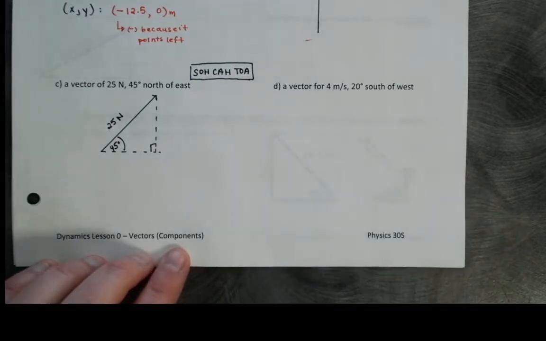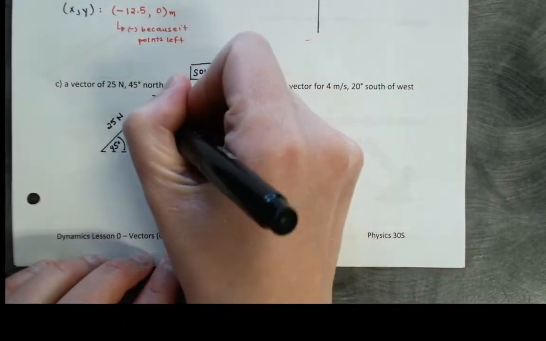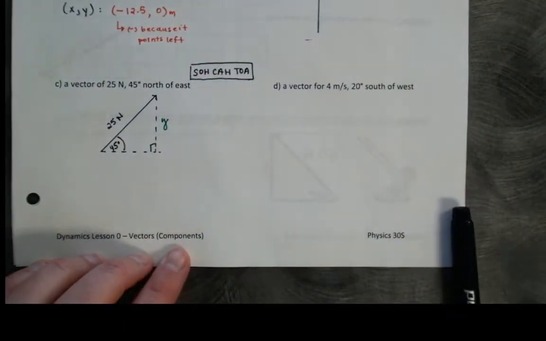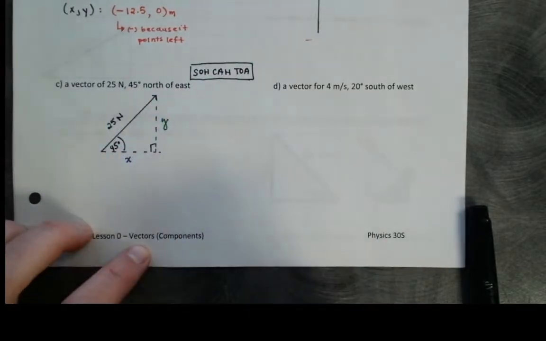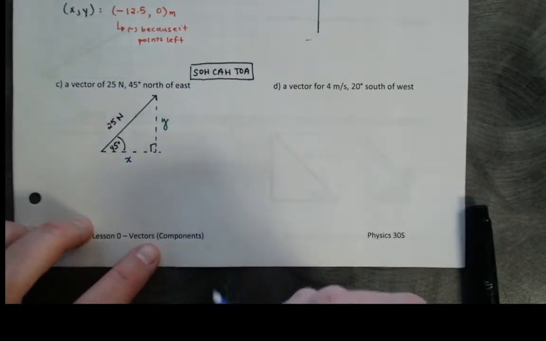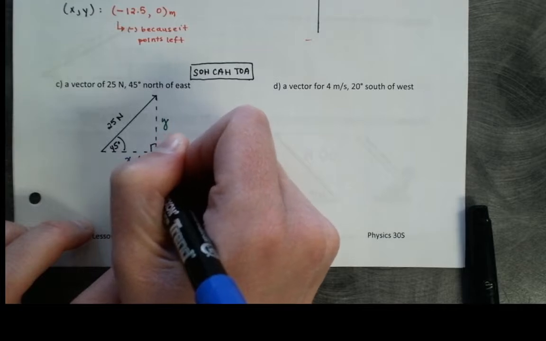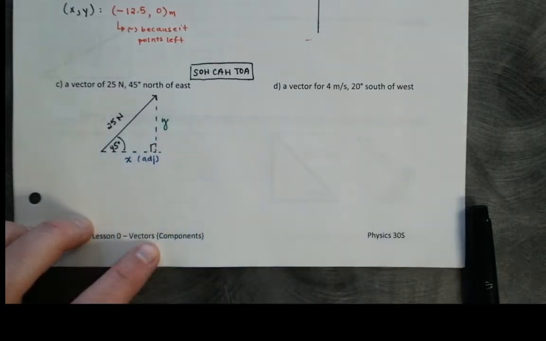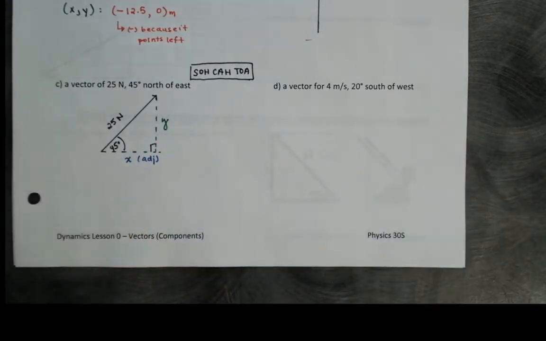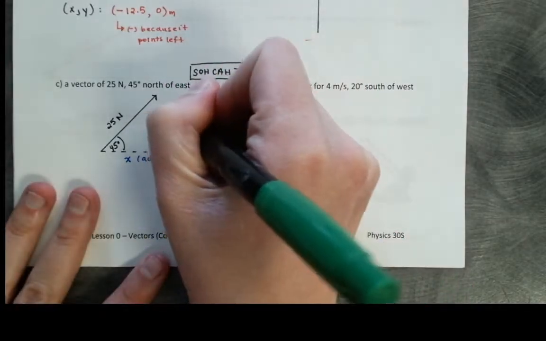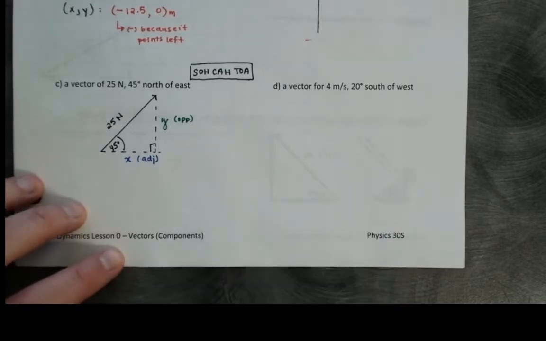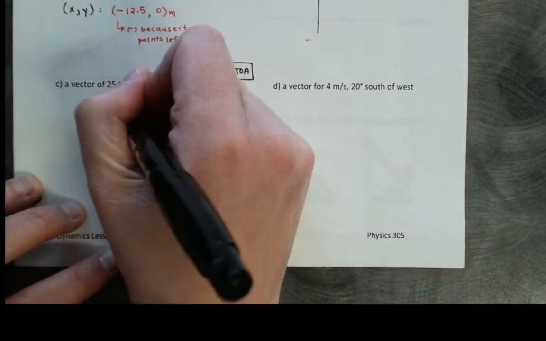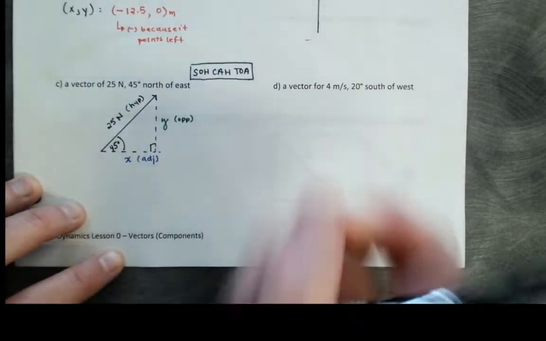I'm going to use two different colors to represent the sides. Let's call y the green color, and let's call x the blue color. So x is really the adjacent side, and y is really the opposite side. So that means that our actual value is the hypotenuse.